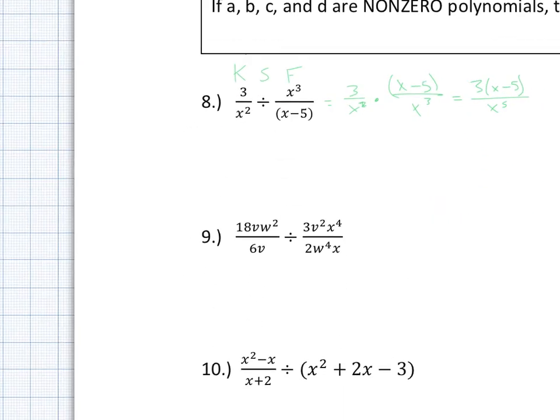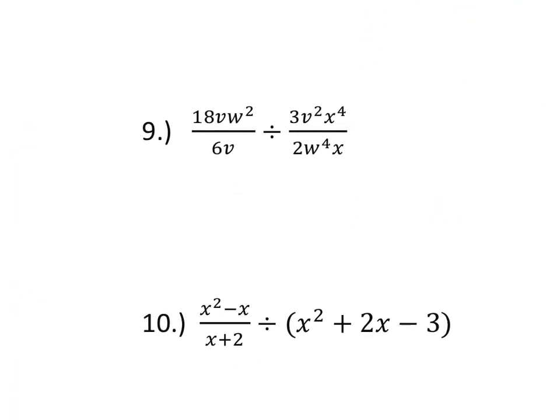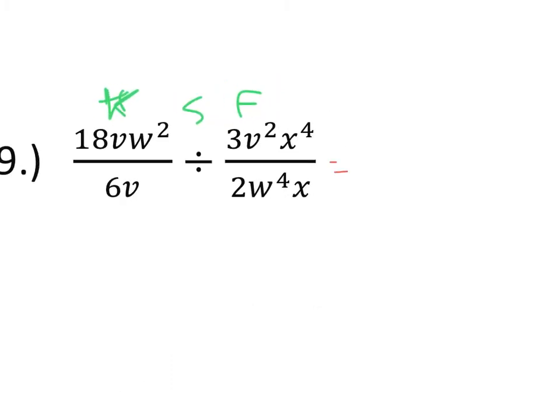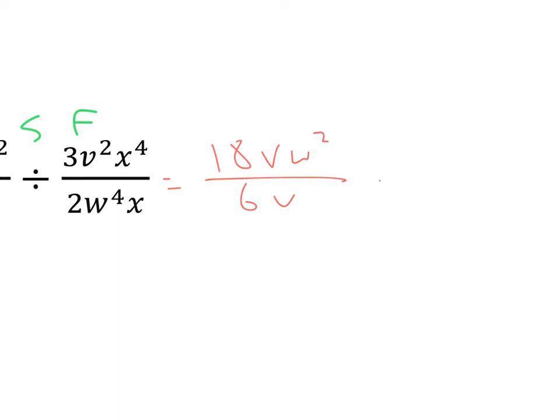So keep, switch, flip. So let's try that on this one. Notice I'm not even going to simplify before I do keep, switch, flip. So on this one, let's do, we'll keep this, we'll switch this, we'll flip this. Switch colors. So I've got 18VW squared all over 6V times 3V squared x to the 4th all over 2W to the 4th x.